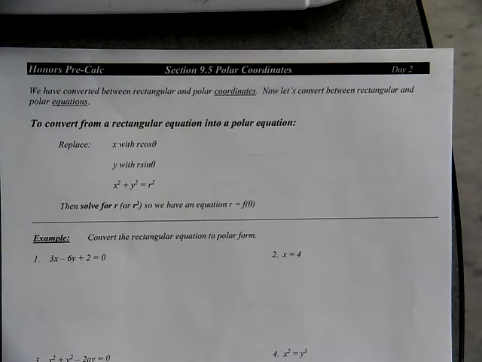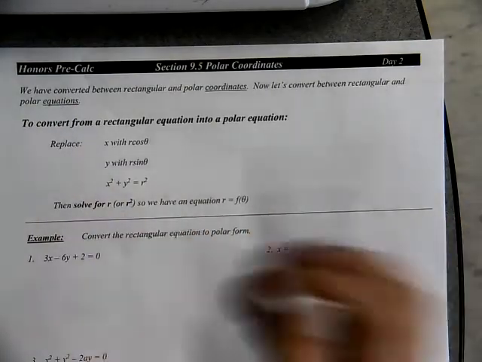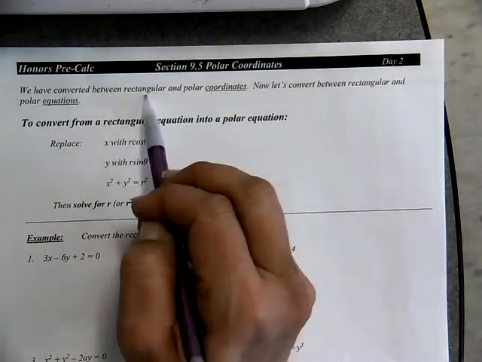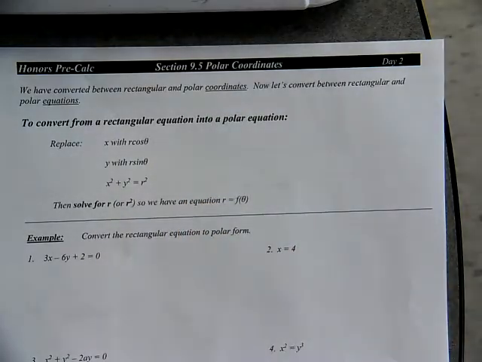All right, today we're going to be looking at our polar coordinates day 2. And today we're going to be using equations. So the other day we converted from rectangular to polar and polar to rectangular for coordinates. Now let's do the same thing for equations.